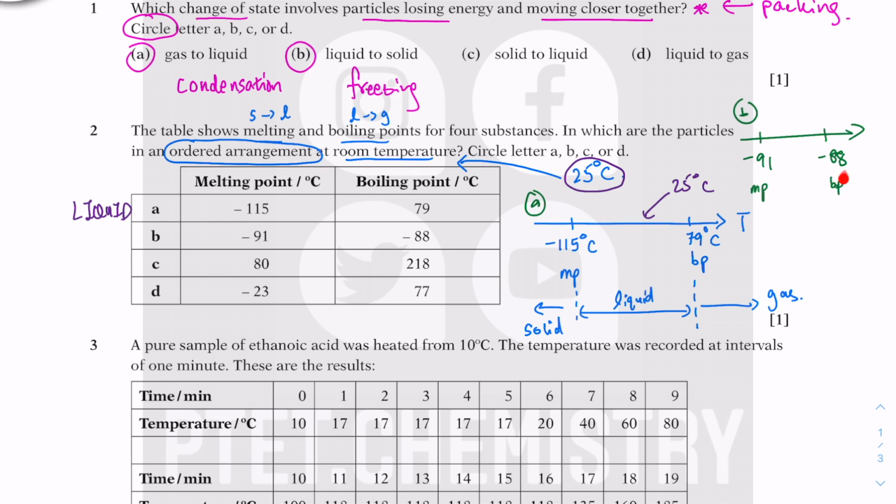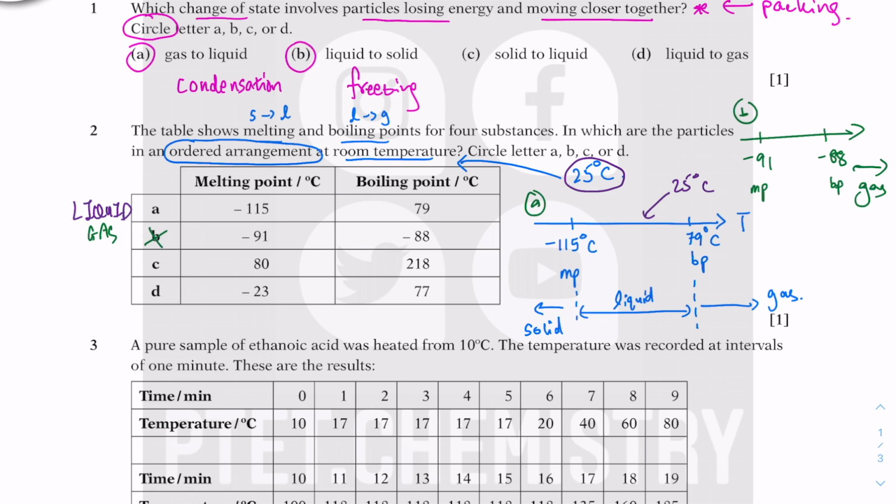I can tell you that it has a very low boiling point, minus 88. 25 degrees Celsius is positive. It's way higher than that. It would have already been a gas by the time you reach positive 25 degrees Celsius. Everything above it is a gas already because it already passed the boiling point. So that must be a gas and E must be out.